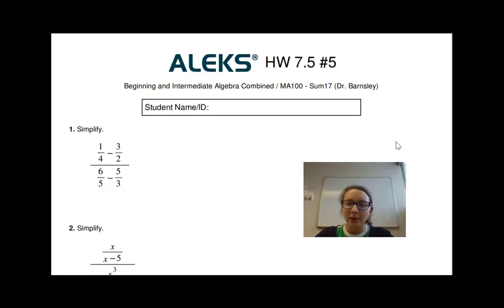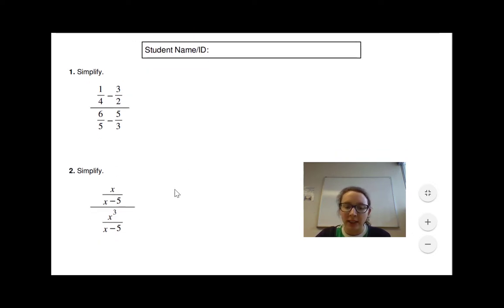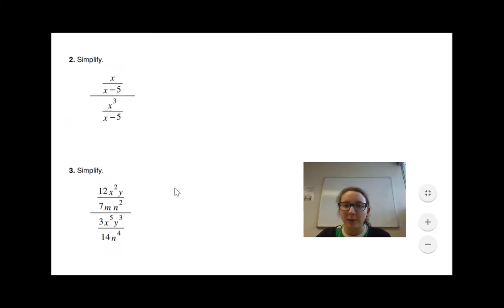Hello, so today we're going to go through 7.5 and 7.6. 7.6 is going to be on the next video, so today I'm just going over 7.5. This is dealing with some complex fractions, so fraction over fraction, and we're going to go through a couple of these problems right now.